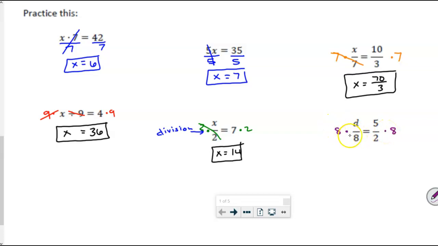Remember, this multiplies out. Multiplication undoes that division, so I am left with D all by itself on the left side. 5/2 times 8 is equal to 20. So was it really scary doing it with fractions? No, fractions are friends. It's fine.